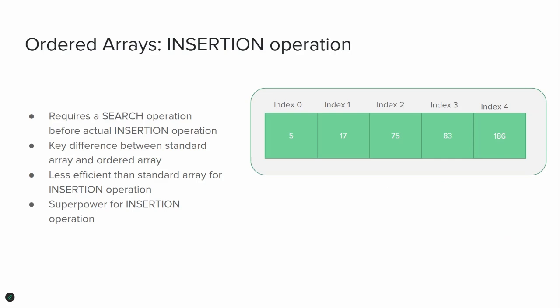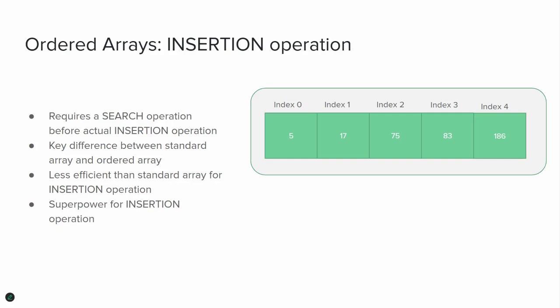As you can see, it requires a search before we can actually insert. The reason why that's necessary is because we have to keep the order of the array, right? And that's the key difference between a standard array and an ordered array. For the insertion operation, because we have to do a search before we can insert, the standard array is more efficient than the ordered array for insertion, right?